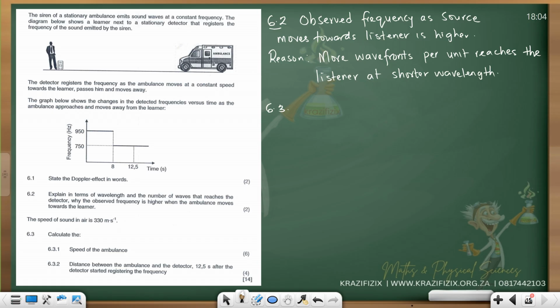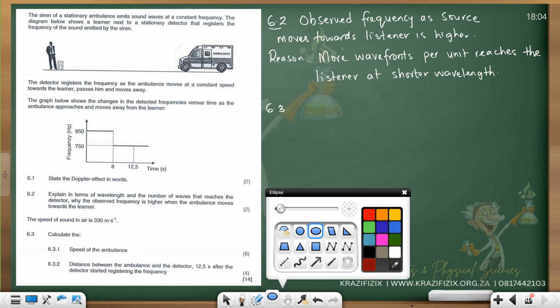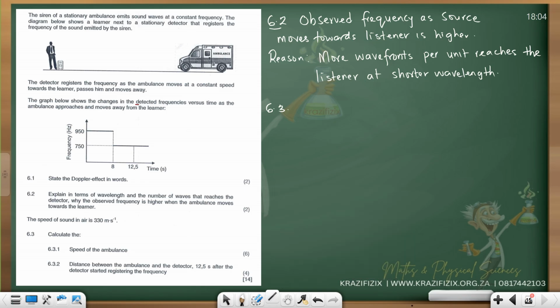They said the diagram below shows a learner next to a stationary detector that registers the frequency of the sound emitted. The detector registers the frequency of the ambulance as the ambulance moves at a constant speed. Number 1, towards. Number 2, when it passes. Number 3, when it moves away. Guys, the graph below shows the changes in detected frequencies.